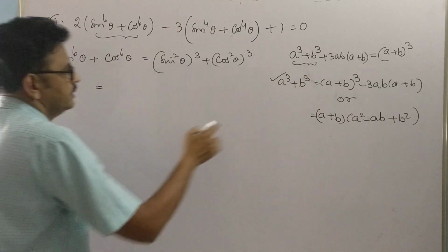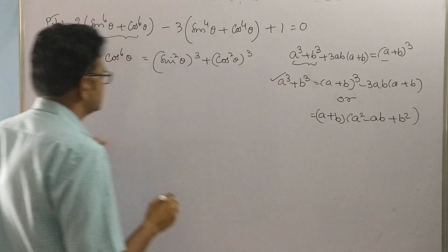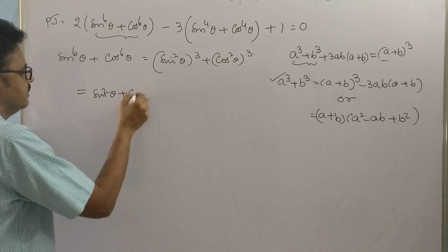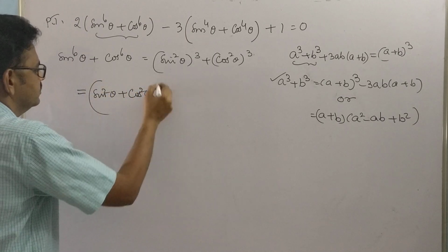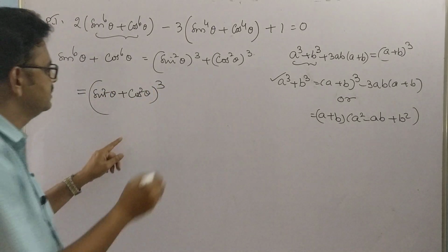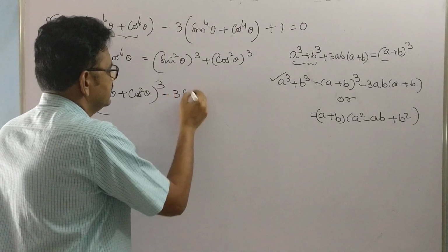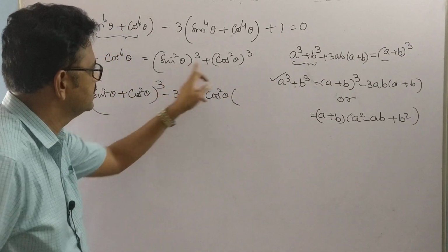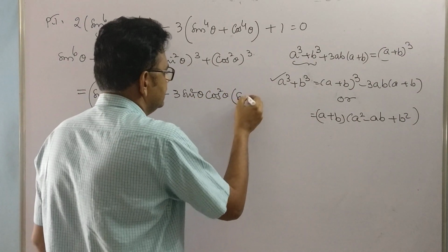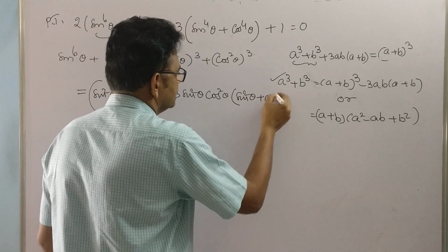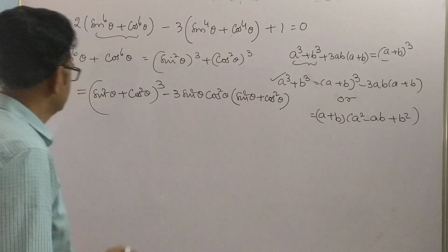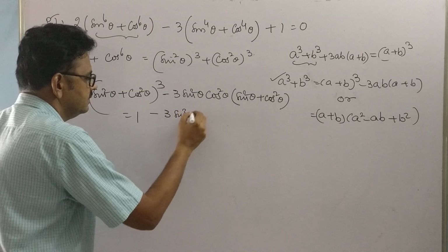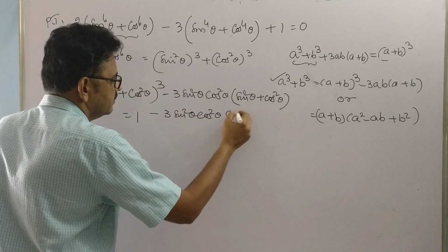That is, a cube plus b cube means a plus b whole cube, equal to sin square theta plus cos square theta whole cube minus 3ab, 3 into sin square theta into cos square theta into a plus b. This is a, this is b. Sin square theta plus cos square theta, this value is 1, 1 cube is 1, minus 3 sin square theta into cos square theta. Of course, it is 1.